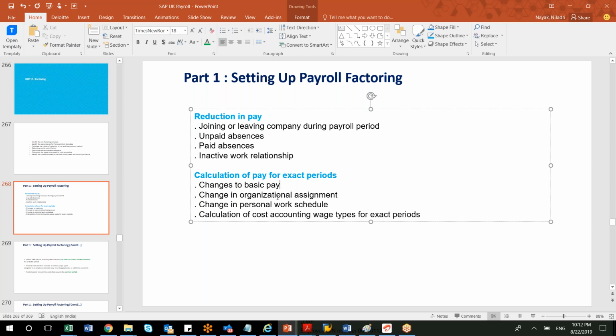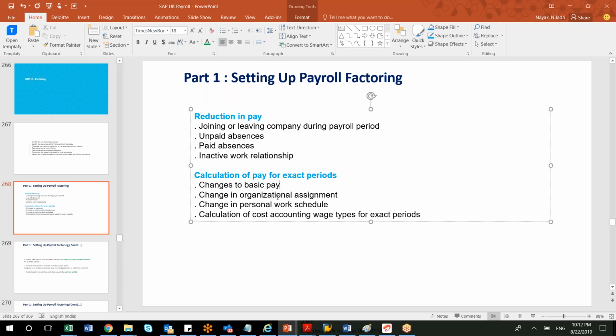Suppose there is a transfer in the middle of the month. Before the transfer there will be a different calculation. After the transfer, if there is any basic pay change or some kind of changes, those changes will also be reflected in one of the payroll functions, that is WPBP, which I will showcase to you.